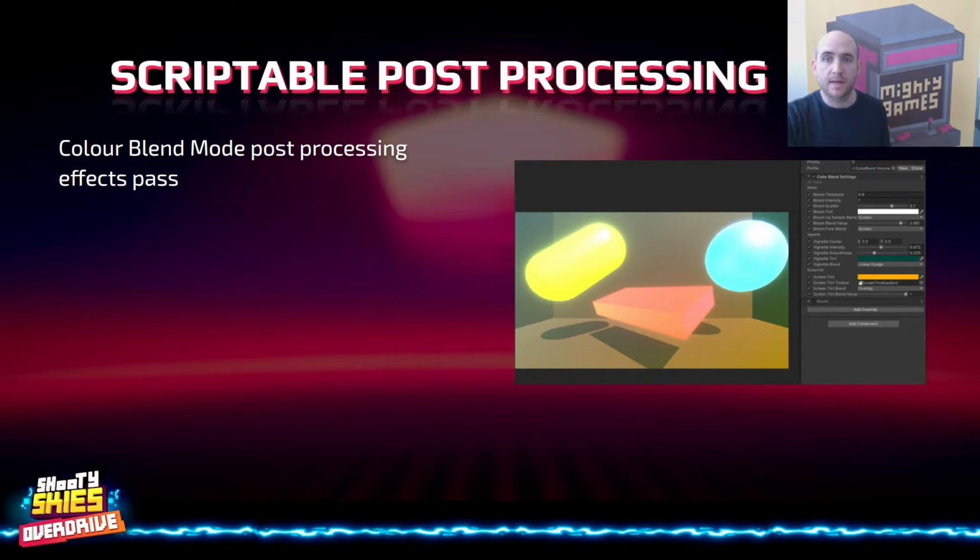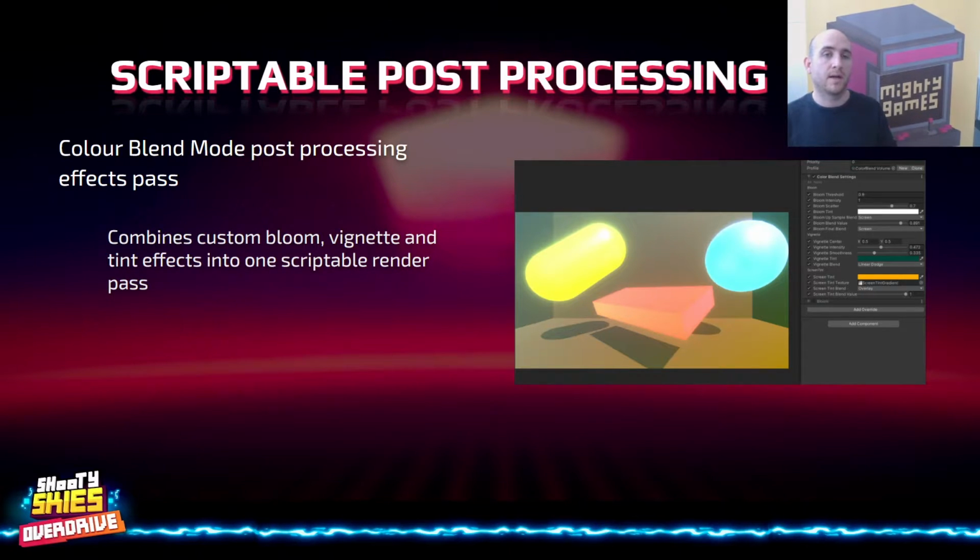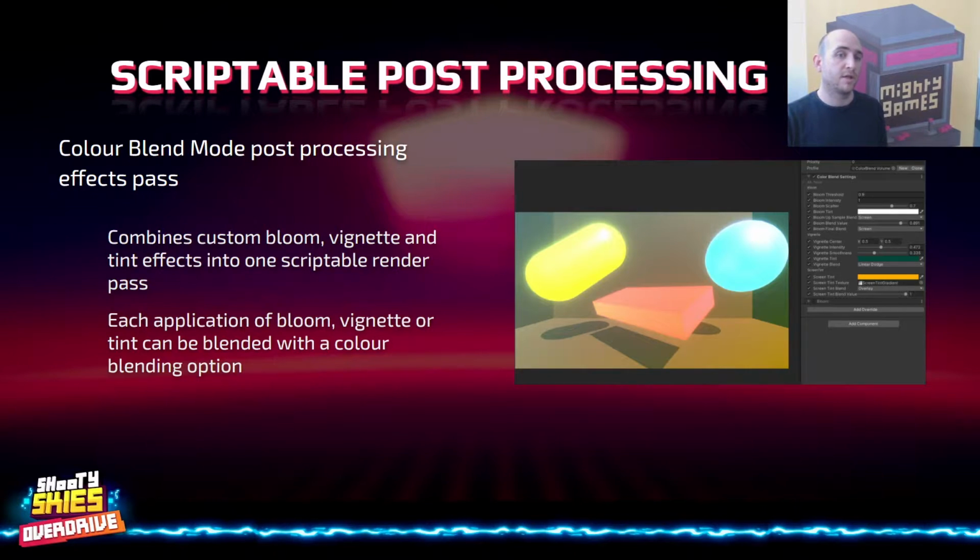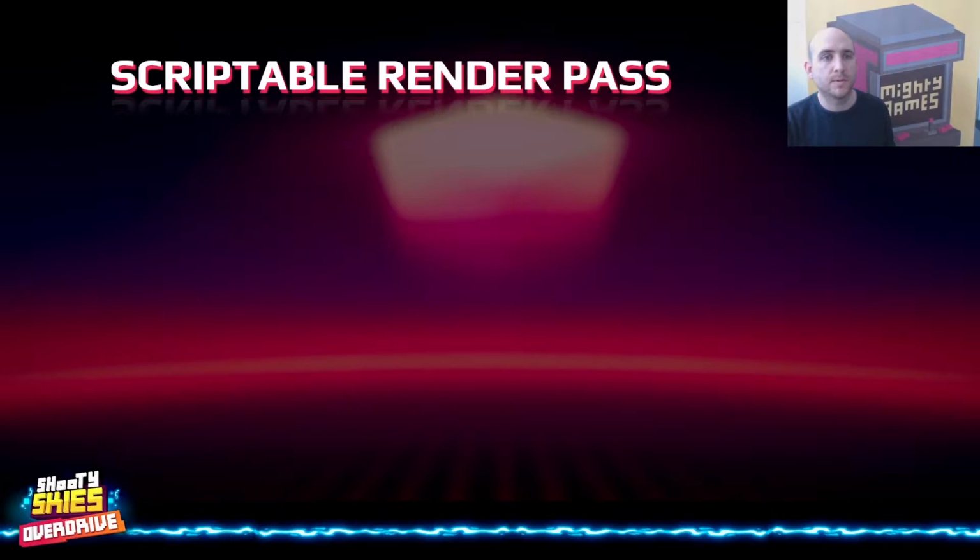So one effect that I was mucking around with earlier this year, just as a bit of side fun, was a color blend post-processing effect pass. And what this is effectively doing is combining a custom bloom, a vignette, and screen tint effects into one scriptable render pass. And this is all set up through a scriptable render feature. Each application of bloom, vignette, or tint can be blended with a color blending operation in this effect. And that's basically similar to how layer blending works in Photoshop. So if you want to blend a layer with a screen pass with another layer, we can do that with post-processing here, or linear dodge, or multiply, or darken, or any of those sort of standard Photoshop layer blending effects. And there's a link to this repo in the summary as well.